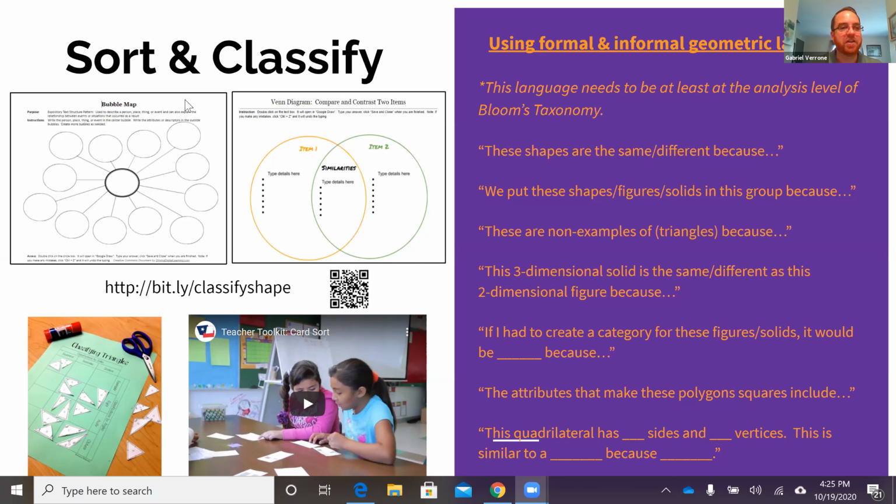These are attribute blocks. And these are one of your key things to use with children because you have all the different sizes and all the different shapes. And they can sort them by shape, size, and thickness. So they can sort them by more than one attribute. It's a kinesthetic, tactile way of doing it. Even the smalls can do it.